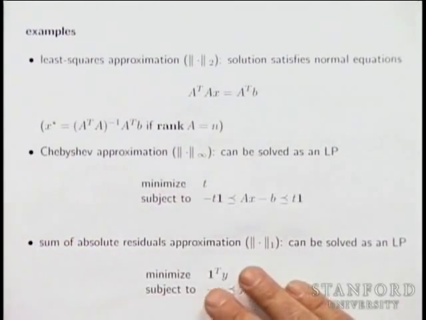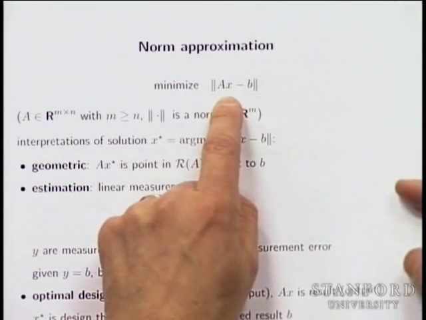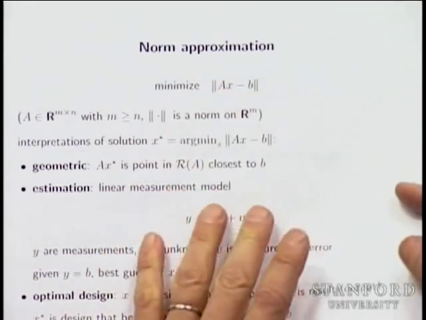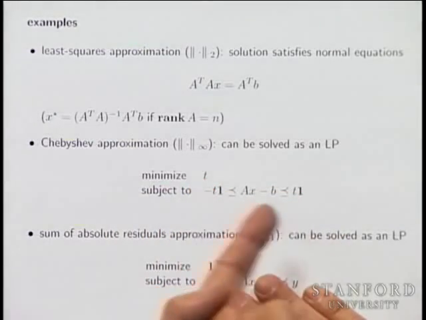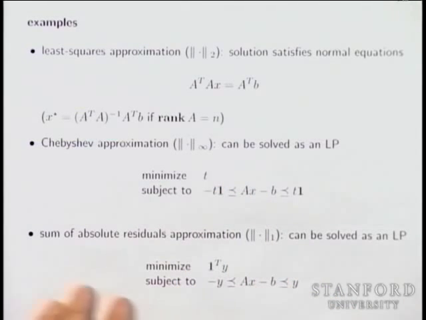Chebyshev approximation says it will measure the norm by the maximum of the absolute values of the residual, AX minus B. So we'll look at the maximum of the absolute value. That, of course, transforms to an LP. So that's nothing but this: minimize t, where t is a scalar variable, subject to these two m linear inequalities. There's one here and one here.